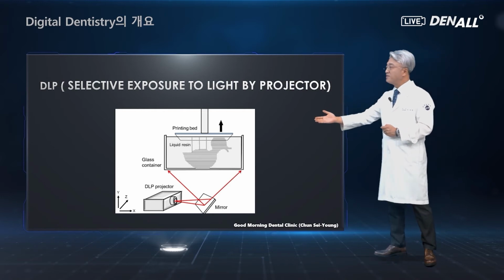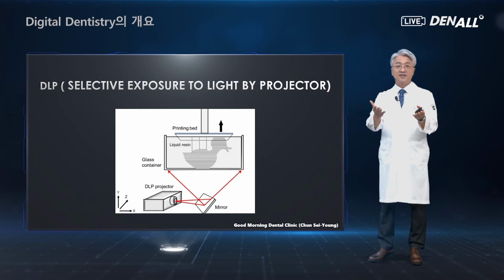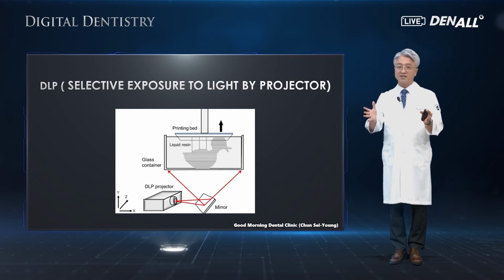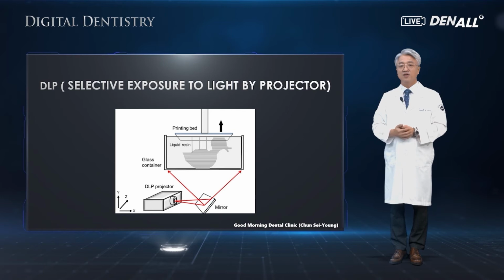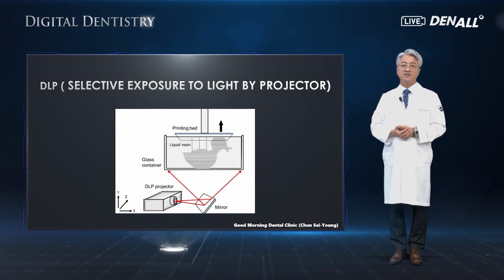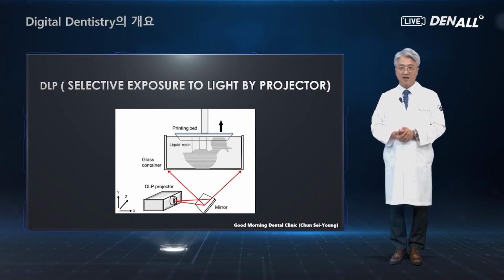DLP 3D printer. It is like a beam projector used in a seminar. It is the same mechanism as the beam projector. One plane is irradiated layer by layer. The form is made. This is the most widely used form in dental offices.